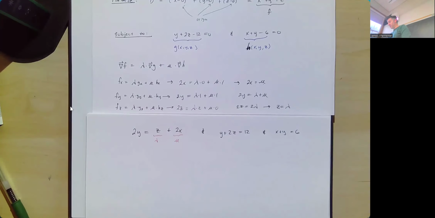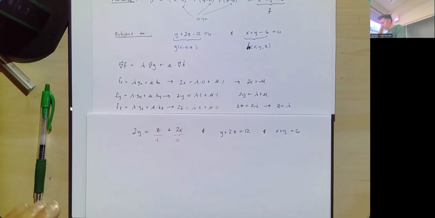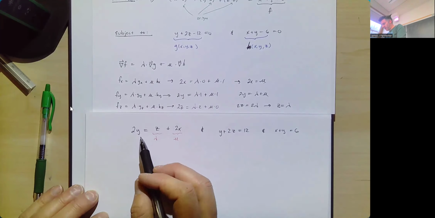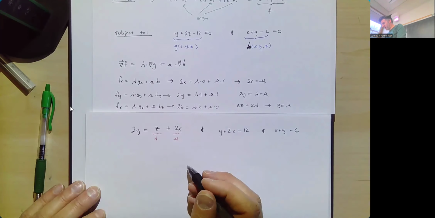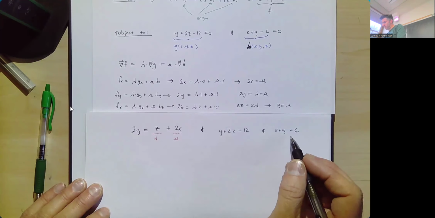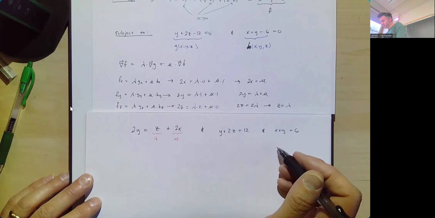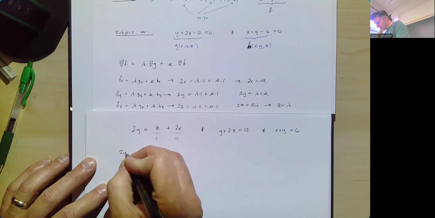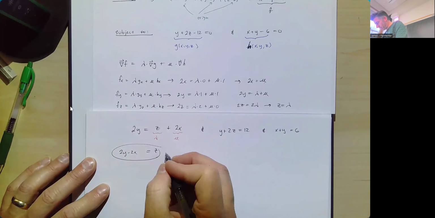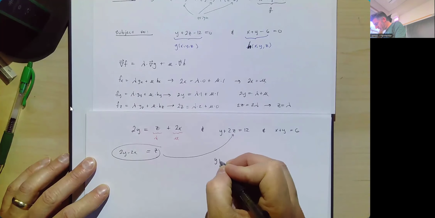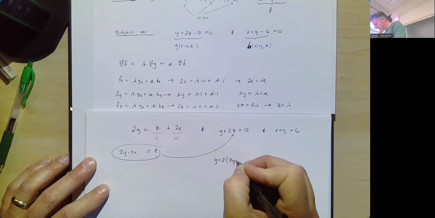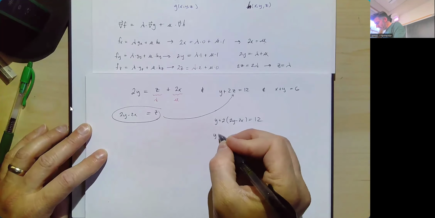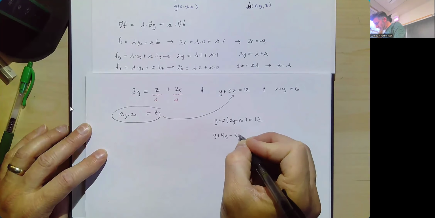So what am I gonna do? Good God, I don't know. I'm going to try to get this in terms of just two variables or one variable. Sure. No, I don't like that. Change my mind. Okay, fine. So here I'm going to say z equals 2y minus 2x. I'm going to plug that in here and get y plus 2 times 2y minus 2x equals 12. So then I have y plus 4y minus 4x equals 12.